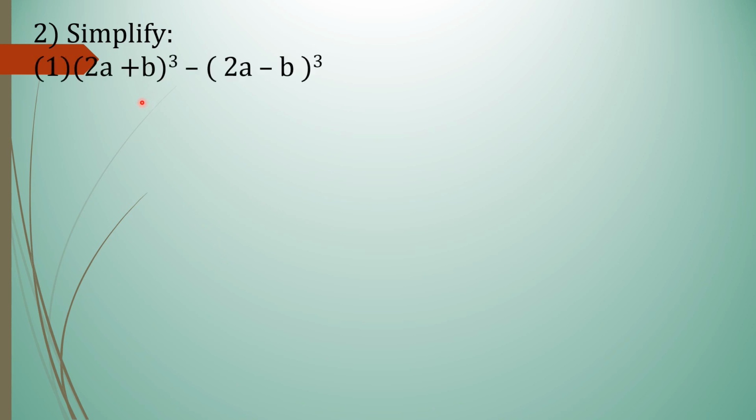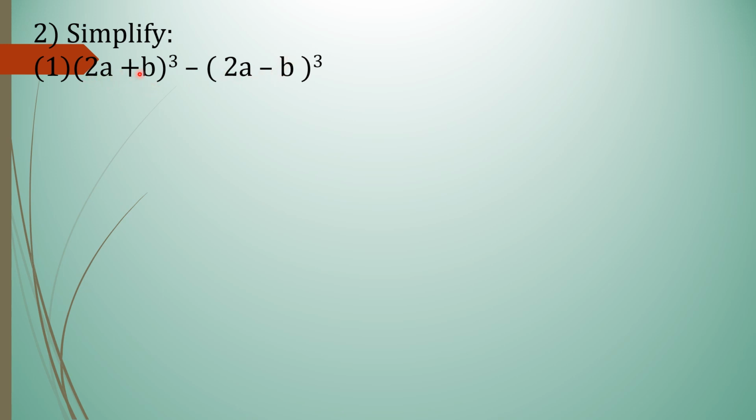So what is given in our first question? 2a plus b the whole cube minus 2a minus b the whole cube. So can you see, students? Both the terms are same. They have same numbers, variables, and the sign is different. It is following a plus b the whole cube formula, and this term will follow a minus b the whole cube formula. So to simplify, first let's solve individual.